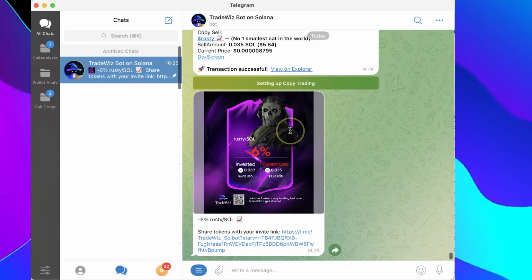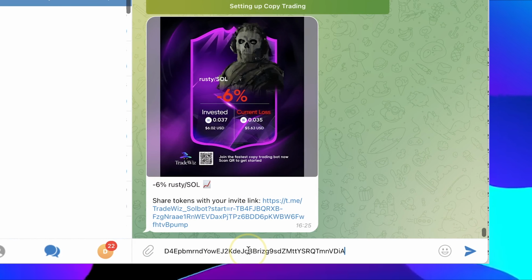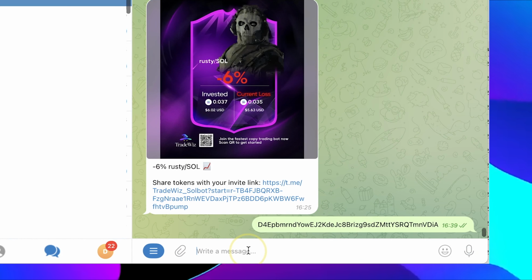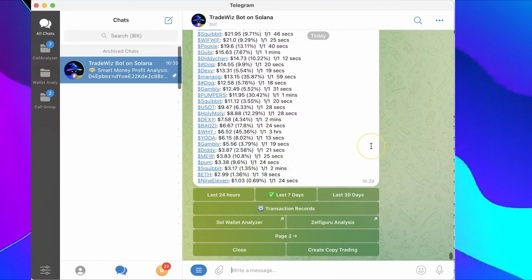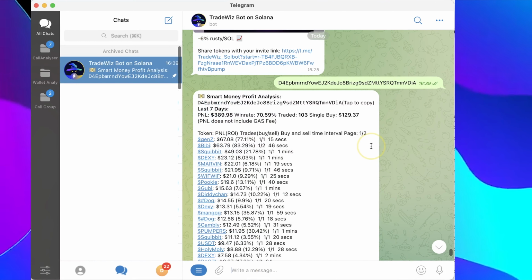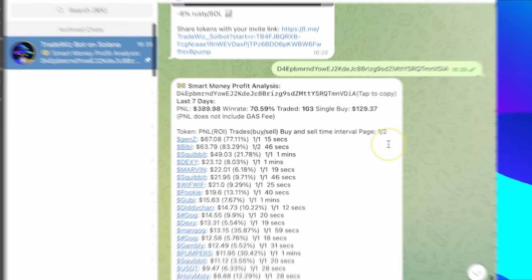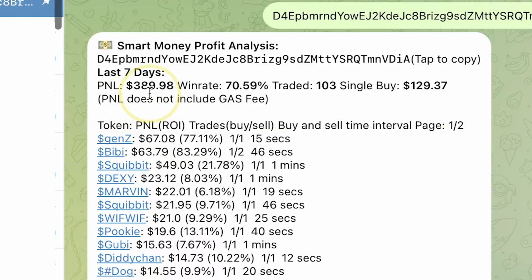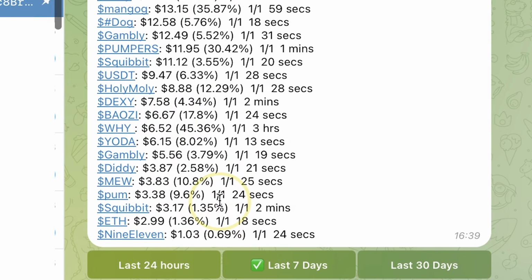And the platform I'm going to use to conduct more analysis on it is actually TradeWiz. So again, open TradeWiz, just paste the wallet address into it. It's going to analyze the wallet address and bring you some results. So these are the results, more details than what is given on Dune Analytics. The PNL is 389, 70% win trade, 103 trades have taken place, and single buy is average at $129 per trade. You can see the wins 77, 83%, and all that, and I've not seen losses.